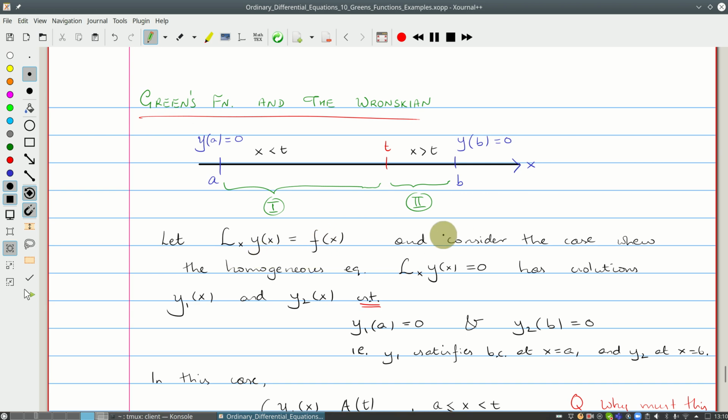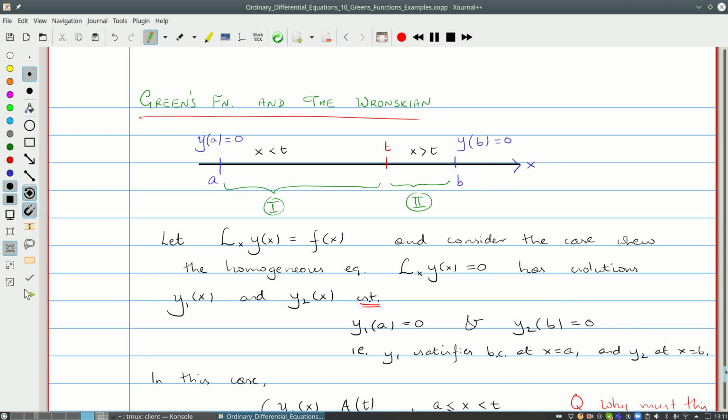F is our source function. And now we consider the case when the homogeneous equation, where the source function is 0, has solutions y1 and y2 as before. But these solutions are special because y1 is chosen to satisfy the left-hand boundary condition, so y1 of a is 0. And y2 is chosen to satisfy the right-hand boundary condition, so y2 of b is 0. It's important, by the way, that y1 does not satisfy both boundary conditions, and nor does y2. Otherwise, things go completely wrong if that happens.